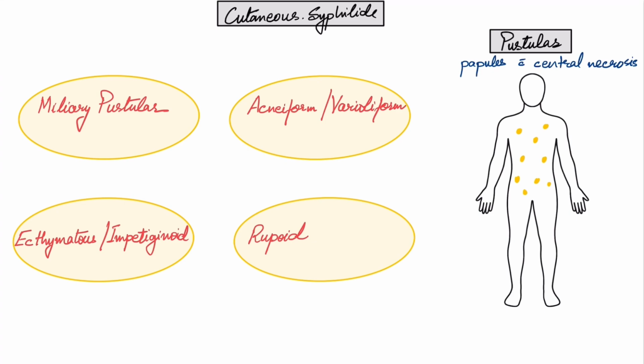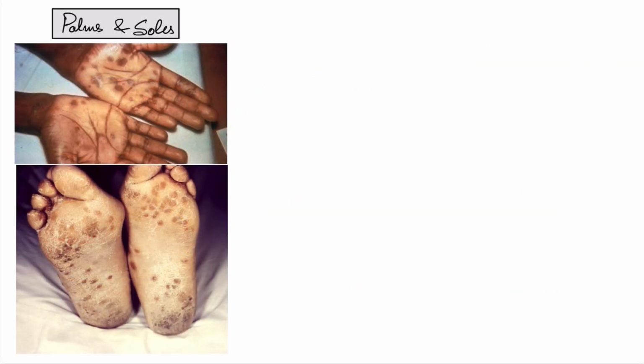There are four variants. Miliary pustular syphilid, which are small acuminate lesions. Acneiform or varioliform, which are large acuminate lesions. Ecthymatous or impetiginous, which are shallow ulcers, while rupioid, which are deep ulcers. Now moving on to some specialized regions of the body where secondary syphilis can present.